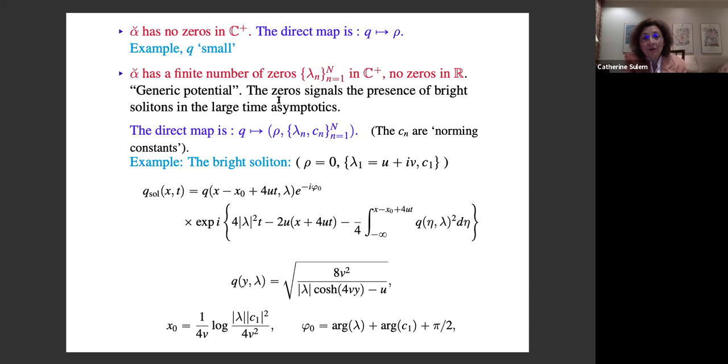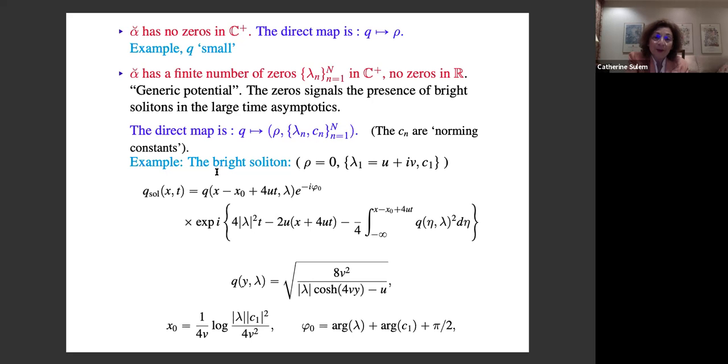And these zeros in C+ signal the presence of bright solitons in the large time asymptotics. Then the direct map becomes Q gives the rho, the reflection coefficient, and these constants, lambda n, the zeros of alpha, and some additional constants that come up in the picture.